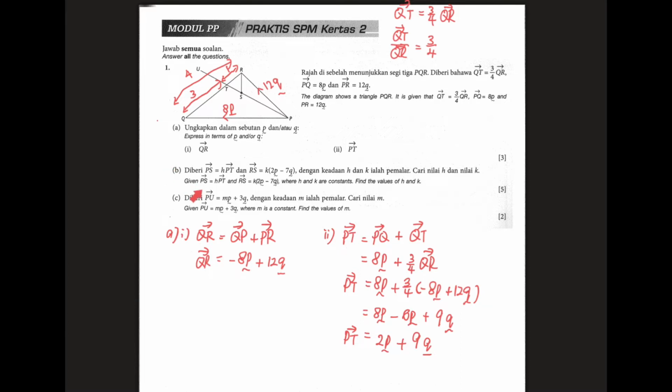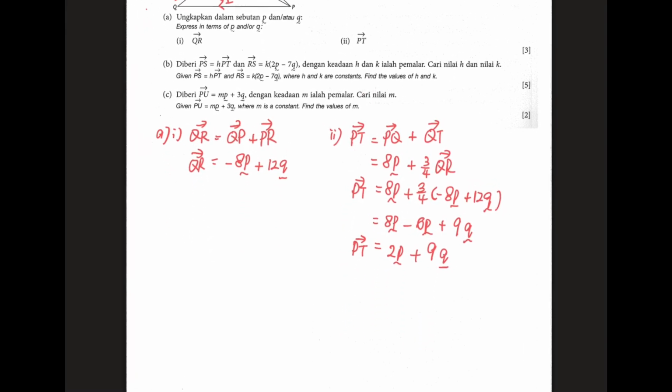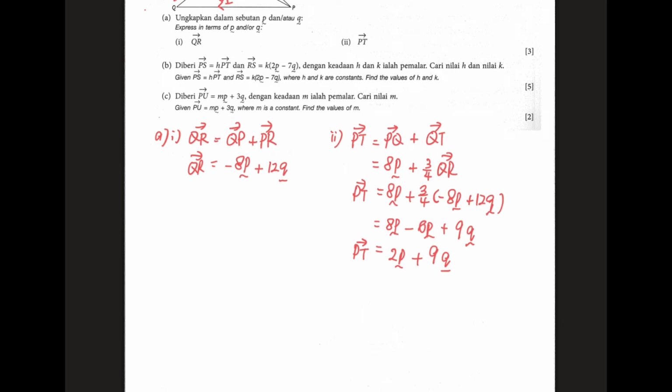Given PS equals HPT, RS equals K(2P minus 7Q), where H and K are constants. Find the values of H and K. Okay, so to do a question like this, first of all, we need to use the information given in this way. They give us PS equals HPT, right? So we have to substitute the right hand side, the PT, with what we found in part 2 just now.